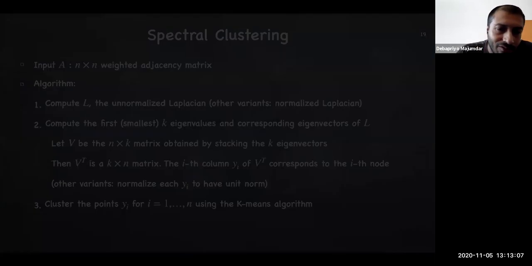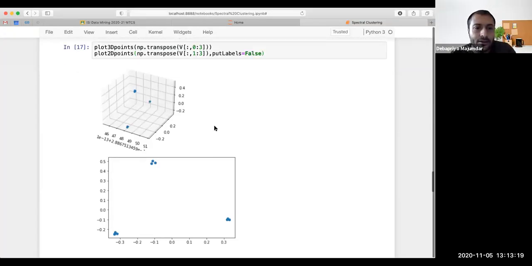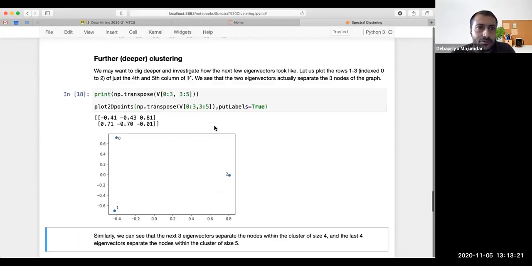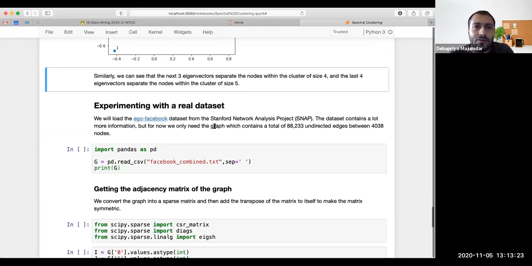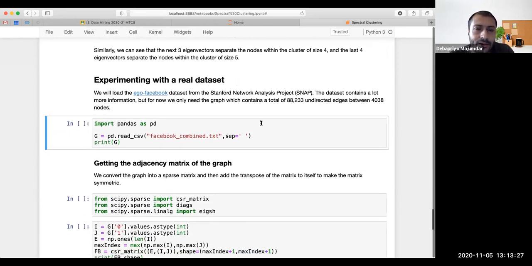Okay, so now let's actually try to make some progress on some real data again in the same place, obviously. Yeah. Okay, so we did this. So now, experimenting with a real data set.